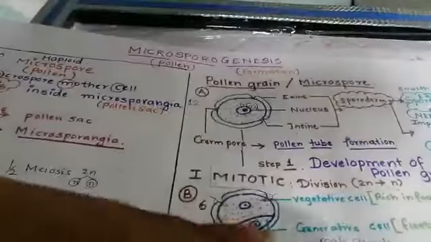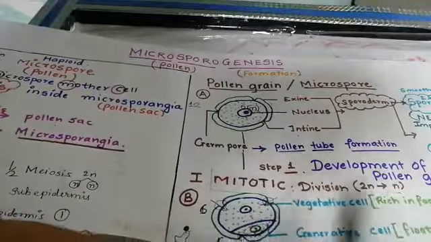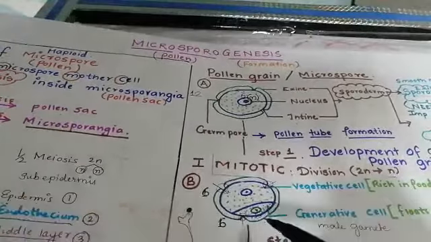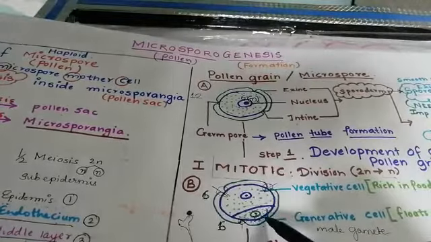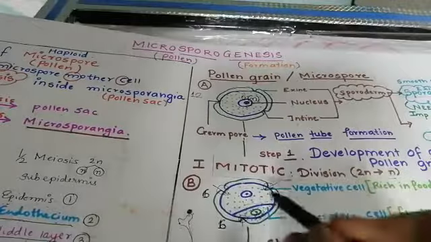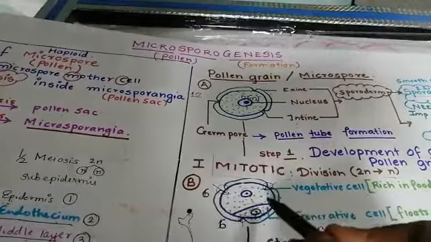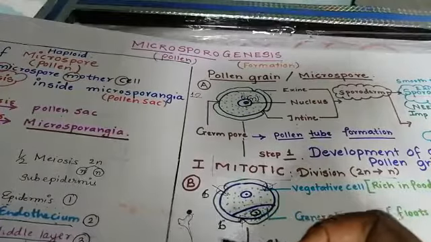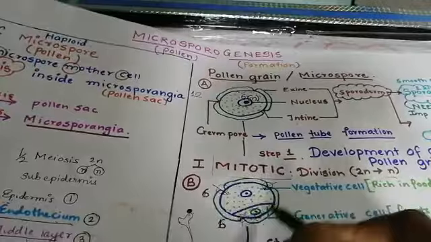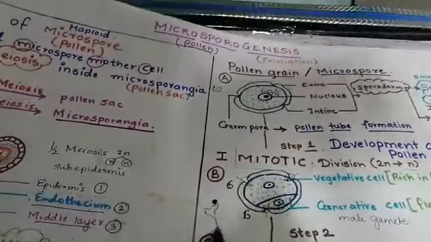Okay, so till here everything completes inside the anther. After this step, pollination will take place. This anther will open and release the pollen grain. This pollen grain will reach the stigma.